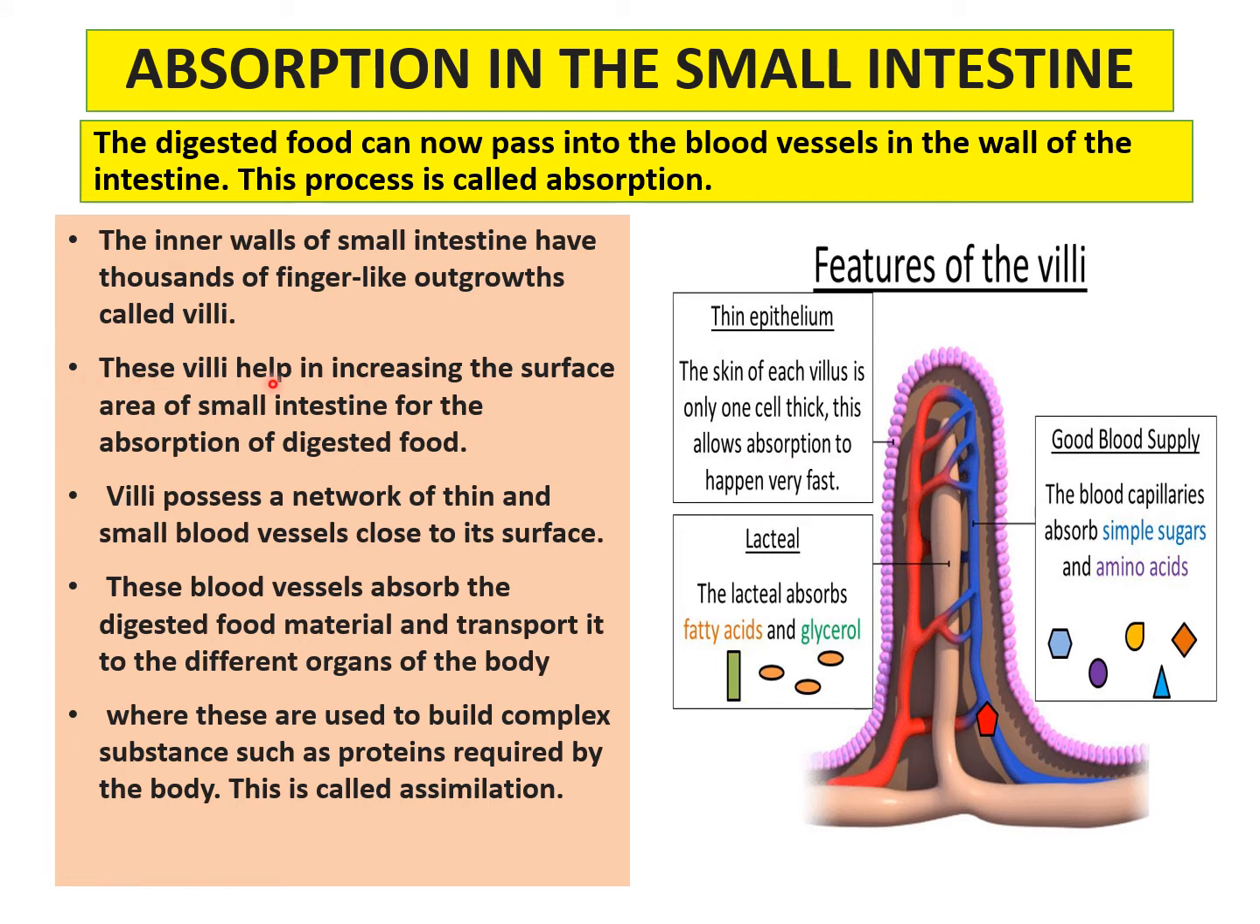What do these villi do? They help in increasing the surface area of the small intestine for the absorption of the digested food. The food which gets digested in this small intestine has to be absorbed into the blood. So these villi increase the surface area and help in the absorption of the digested food into the blood vessels. How does this happen? Villi possess a network of thin small blood vessels close to the surface. These are the blood vessels. These blood vessels absorb the digested food and transport it to the different organs of the body, where it is used to build complex substances such as proteins required by the body.